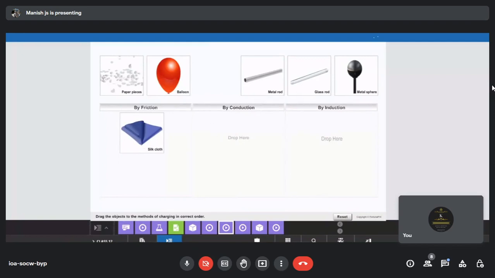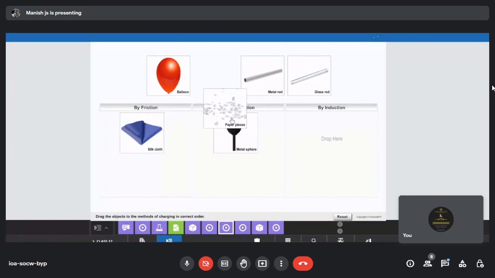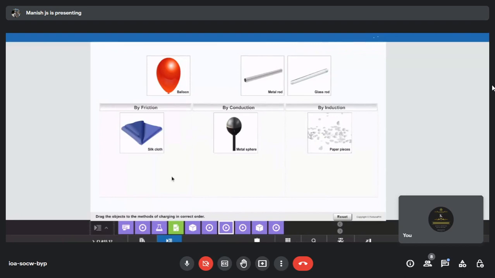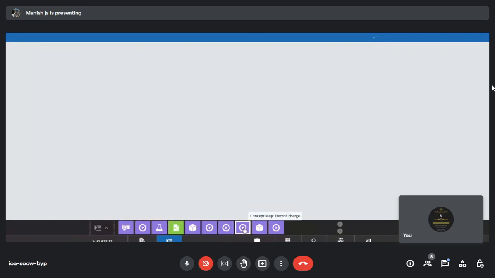And by conduction? Metal spheres. Excellent. Okay, metal sphere can be done. And by induction? Paper pieces. Balloons. Excellent. Okay. So you can basically bring in the objects and try to understand by friction, by conduction, and by induction how you can charge the objects. So this is a simple idea.